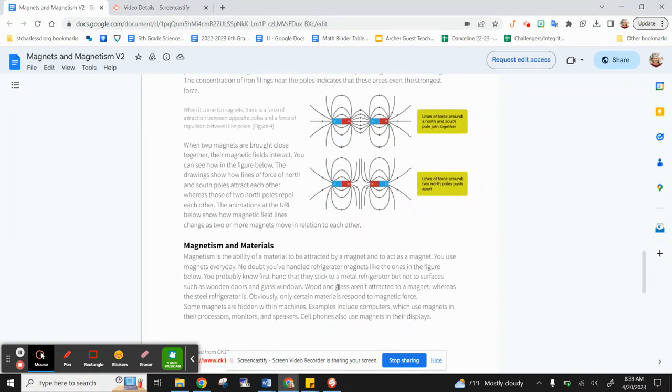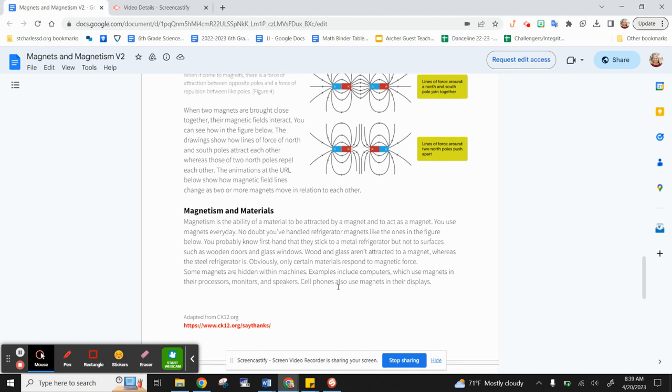When two magnets are brought close together, their magnetic fields interact. You can see how in the figure below. The drawings show lines of force of north and south poles attracted to each other, whereas those of two north poles repel each other. The animations at the URL below show the magnetic field lines change as one or two more magnets move in relation to each other.